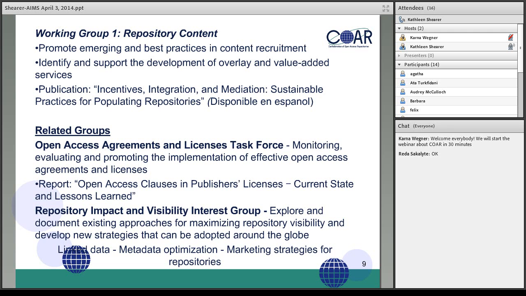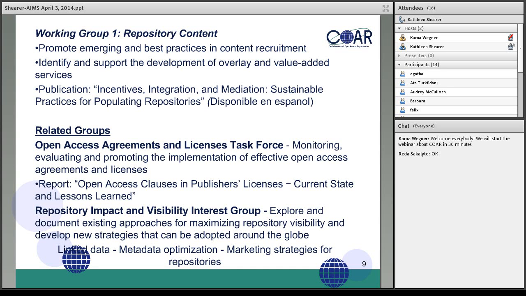So in terms of the first working group, which is called repository content, the aim of this group is to monitor best practices for recruiting content in repositories. We at one point talked about the development of overlay or value-added services, although we haven't really delved into that too much as of yet. We have recently published a report about incentives for populating repositories, actually sustainable practices, and that's available on the website.